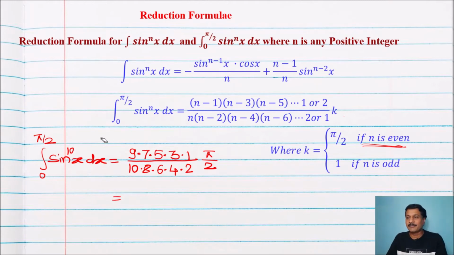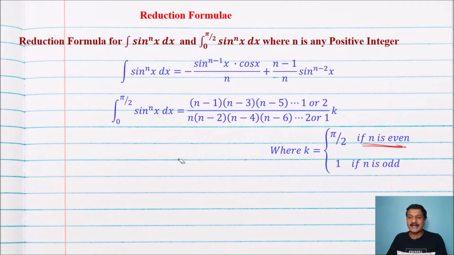Consider another example. If suppose the integration from 0 to pi by 2 of sine x raised to 9 dx, then what do we get here? The denominator starting number is 9, and the numerator starting number is 8. So 8 minus 2 I am getting 6, minus 2 I am getting 4, minus 2 it is 2. Then 9 minus 2 I am getting 7, minus 2 I am getting 5, 5 minus 2 it is 3, and 3 minus 2 it is 1. And what about the k? The power is now odd, so into 1. So by calculator you can find the answer of this.